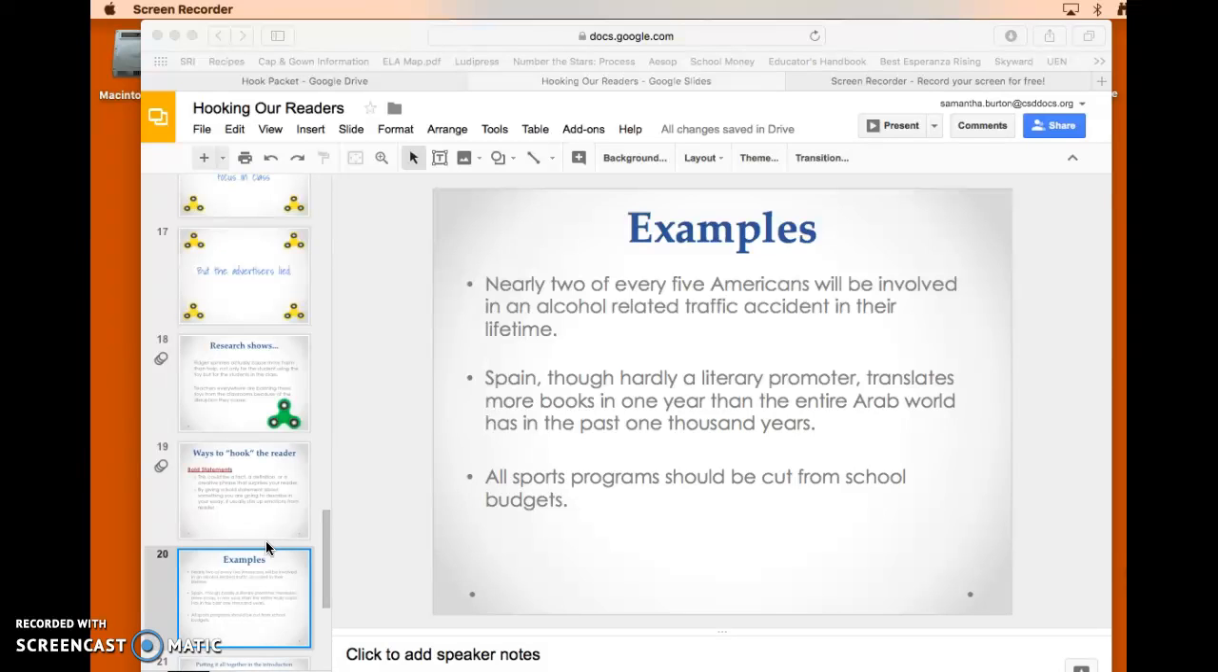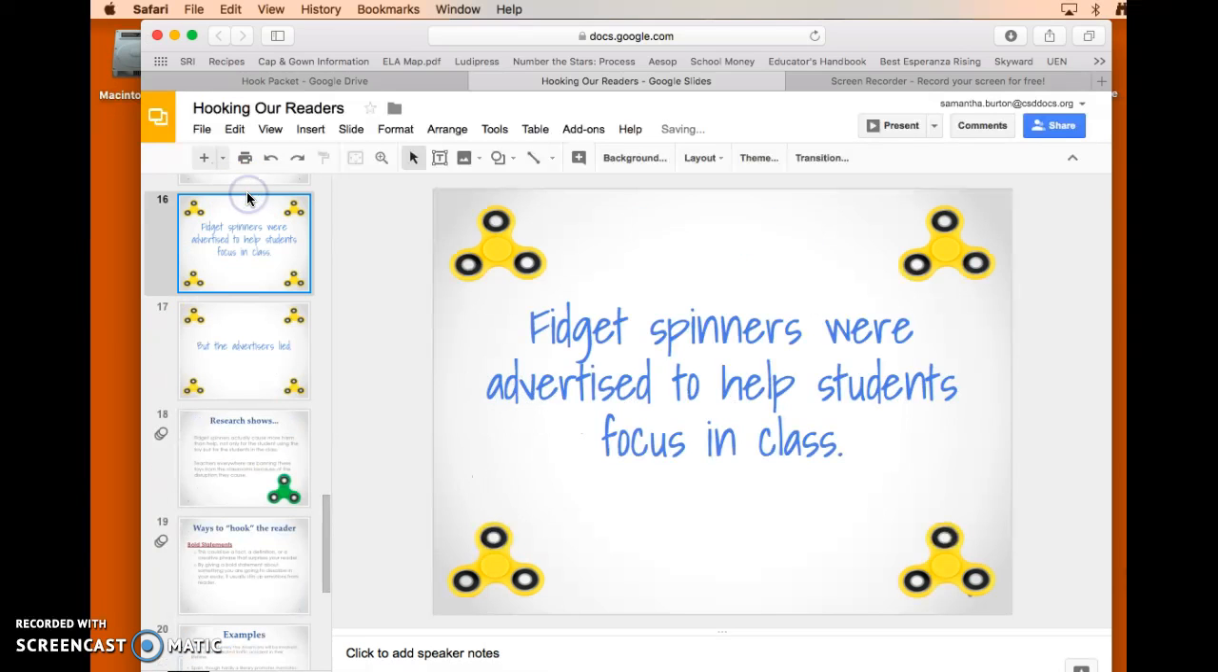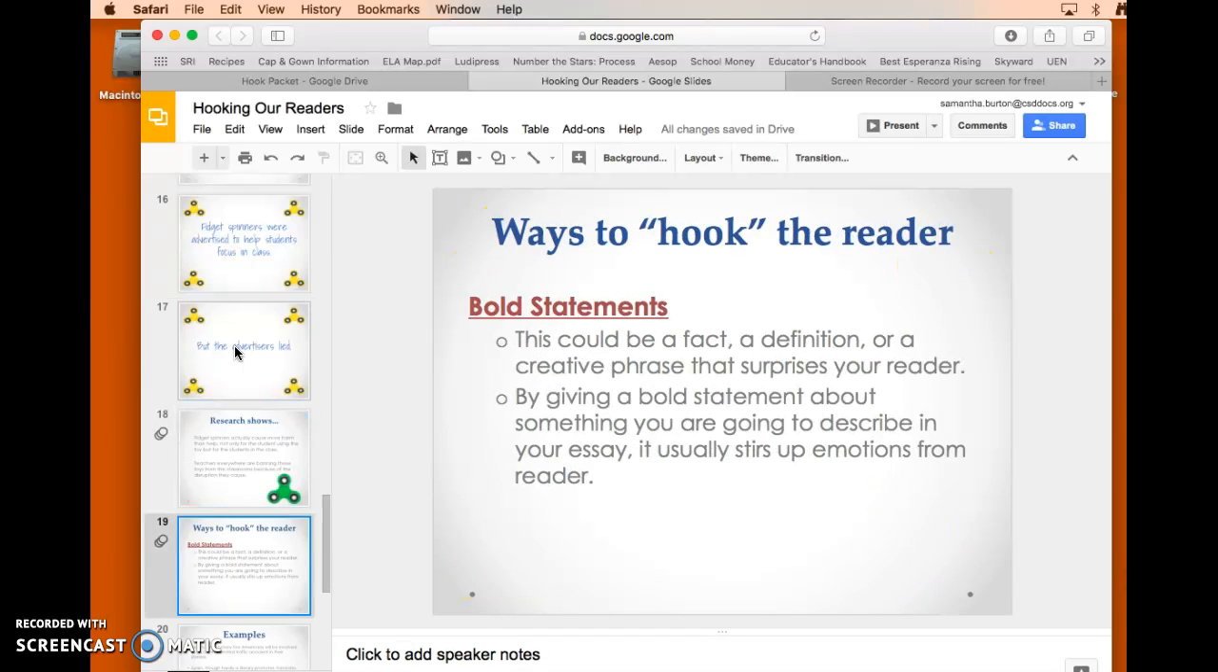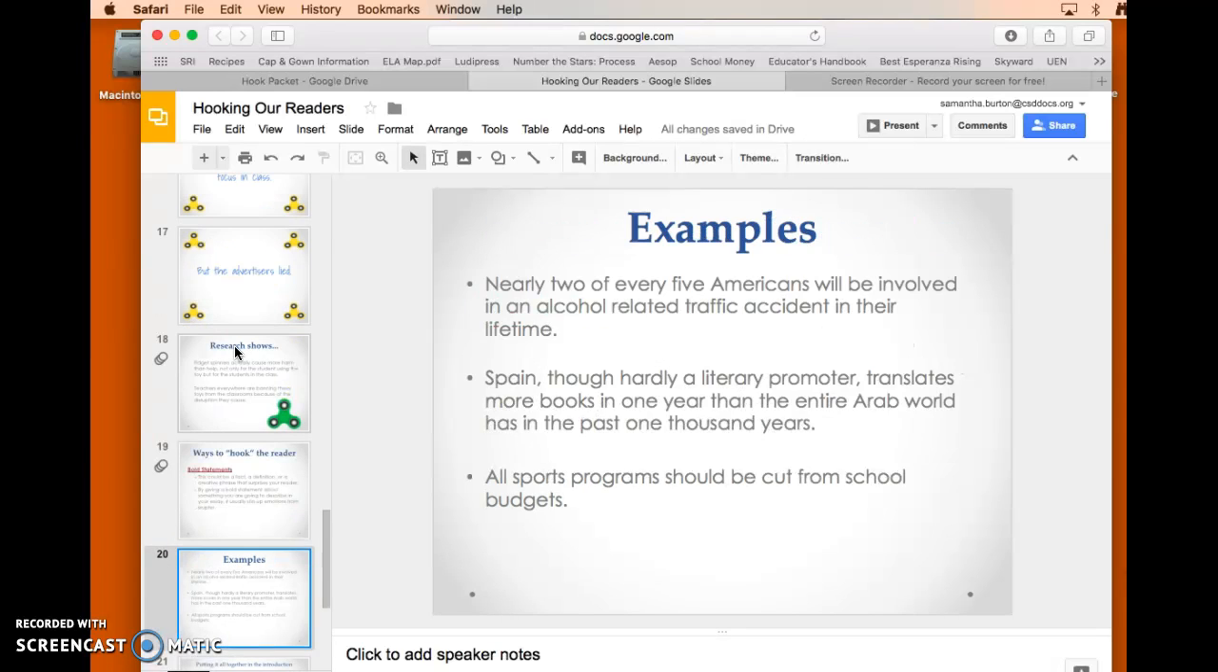But these examples are strong emotional convictions that people are stating to grab people's attention. You know, a lot of times, I mean, even look at the fidget spinner one. You guys probably erupted in a little bit of frustration when I said that they're advertised to help students focus. Some of you are like, yeah, they are. And then all of a sudden I say the advertisers lied. Your reaction turns a little. You have this ignition in your brain that kind of says, wait a second. No, they didn't. And so you want to read more to see what I'm going to say. So these bold statements are really important. If you don't like asking questions or you can't think of a thought-provoking question, use bold statements, okay?